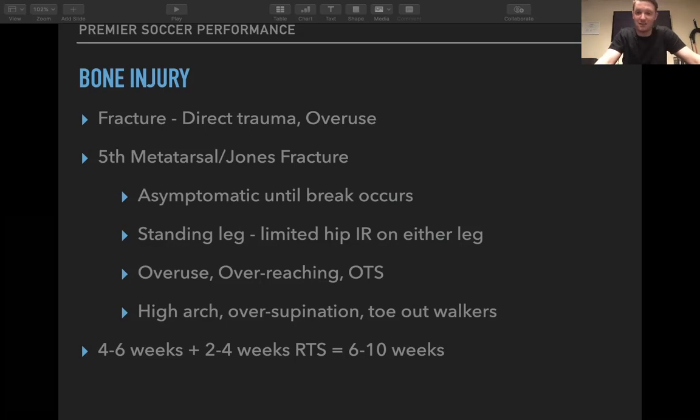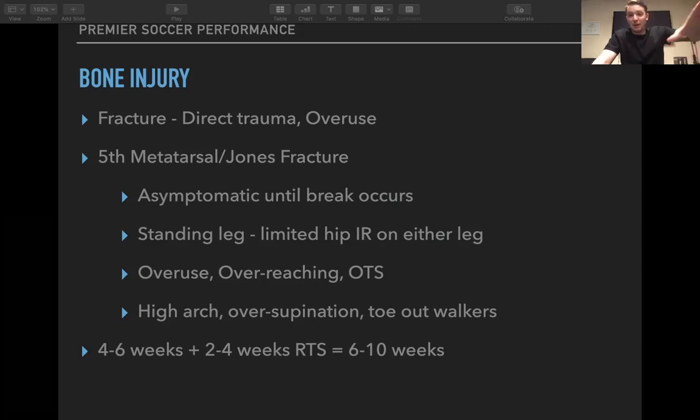I guess it was a Dr. Jones who discovered it, right? Doesn't matter about the name. The crazy thing about these is that they're asymptomatic until the actual break occurs, which means you could be dealing with something like this or predisposed to this for years before it actually breaks, okay? What we found in preseason testing is that if you have limited rotation in your hips on either side, you're at an increased risk for a metatarsal fracture, okay?